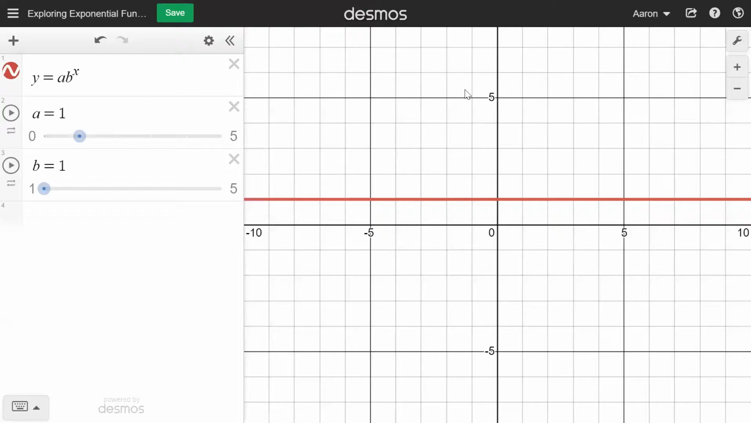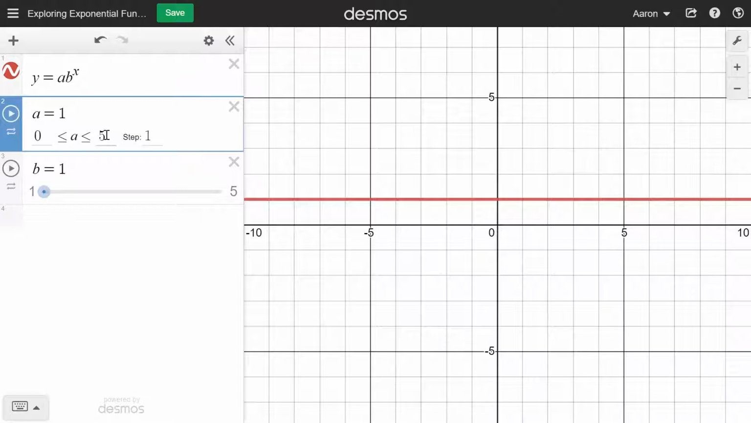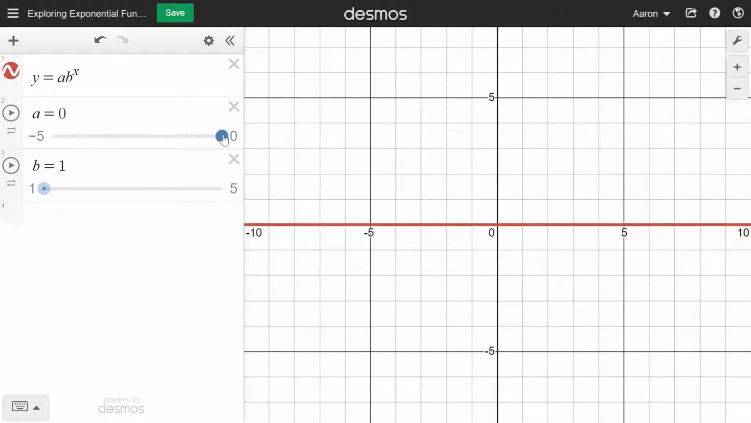In Desmos, you'll see that this graph is actually set up in a way where our a values go down to 0 and above, and our b values go from 1 and above. If you ever wanted to change this, let's say we want to figure out what happens when a is less than 0, we just have to change the inequality. Let's say it goes from -5 to a maximum of 0. Now it's below the x-axis.